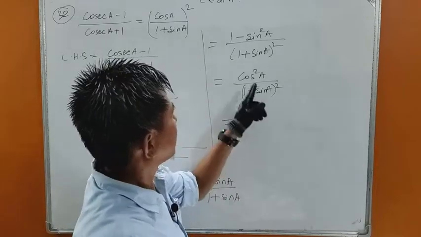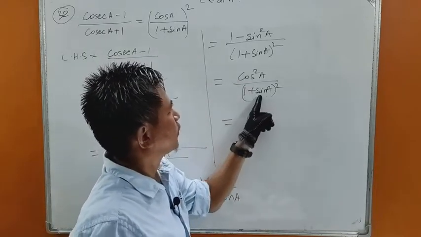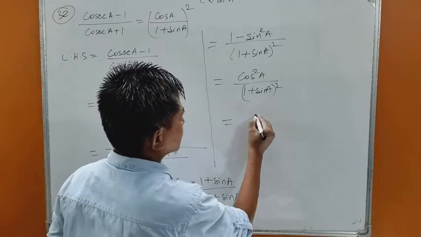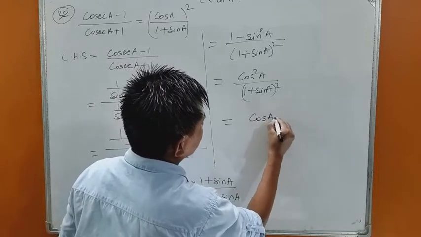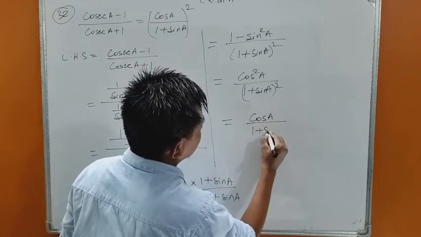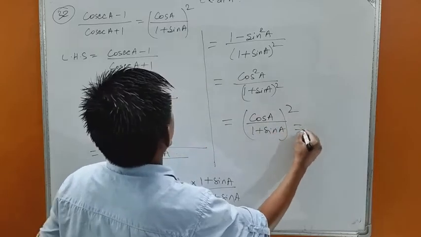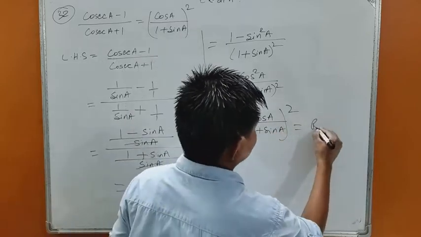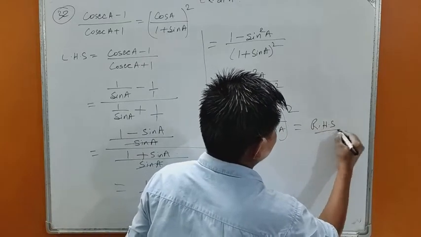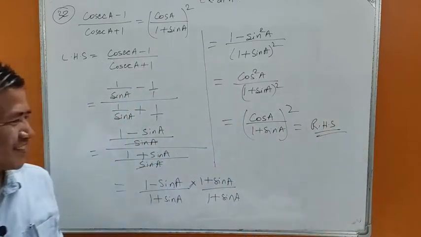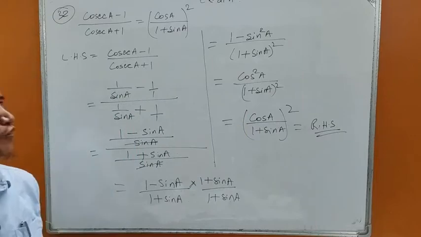Similarly, here we have cos square a and 1 plus sin a whole square. So let's write cos a upon 1 plus sin a whole square. Now this is the answer, equals RHS. Hence proved. Isn't this easy? I hope you got this. Now let's move on to the next question.